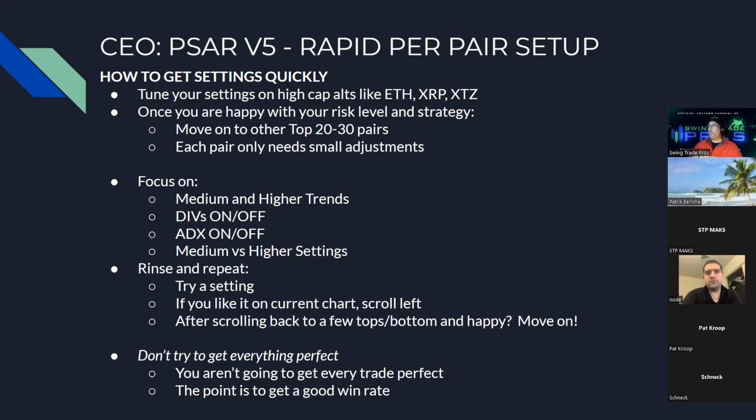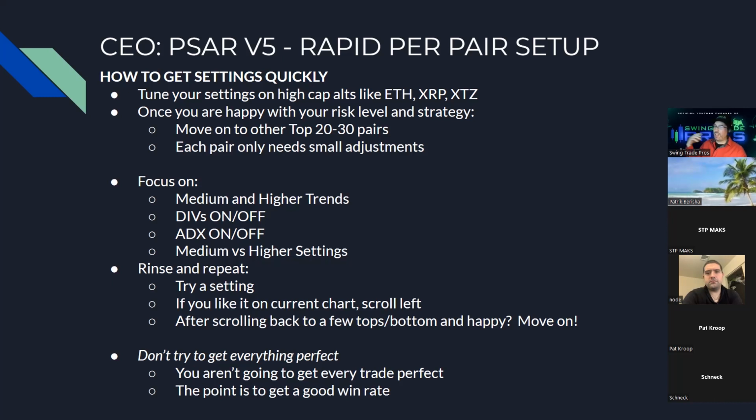Okay, and so when you're looking at those medium and higher trends, you're just looking at switching divs on and off. Sometimes ADX on and off, but I would really keep ADX on for most cases. And then switching between medium and higher settings for those, and especially with medium, I often go to higher. And if you're often doing something, right, this is probably a good default that you're happy with, that you can move on to other pairs.